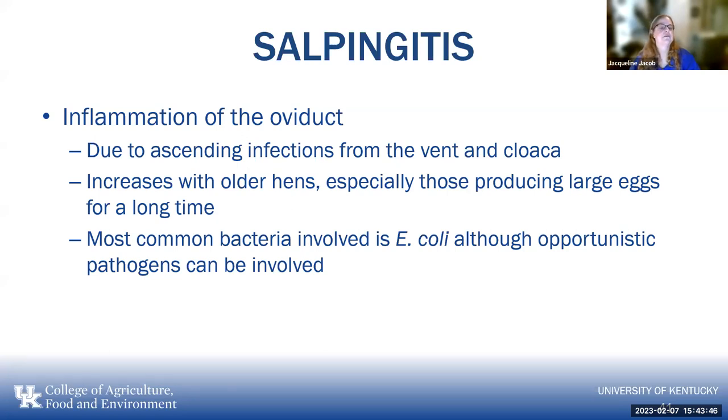Salpingitis is an inflammation of the oviduct, and this is usually because infections have worked their way up from the vent and cloaca and have settled in the oviduct, resulting in an infection. This increases with older hens, especially those producing large eggs for a long time. The most common bacteria seen is E. coli, although some opportunistic bacteria and even a couple of viruses can also be involved.